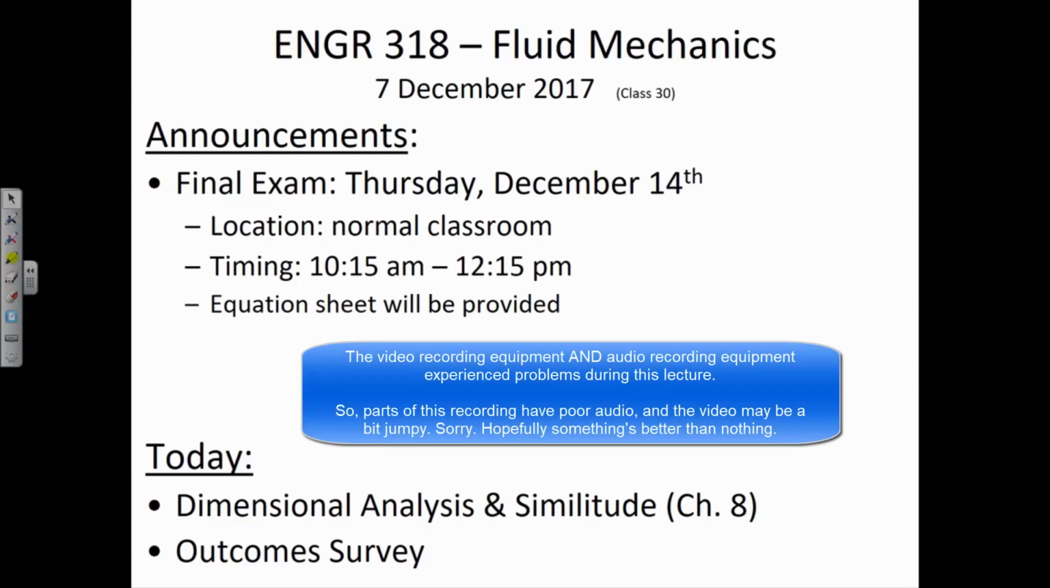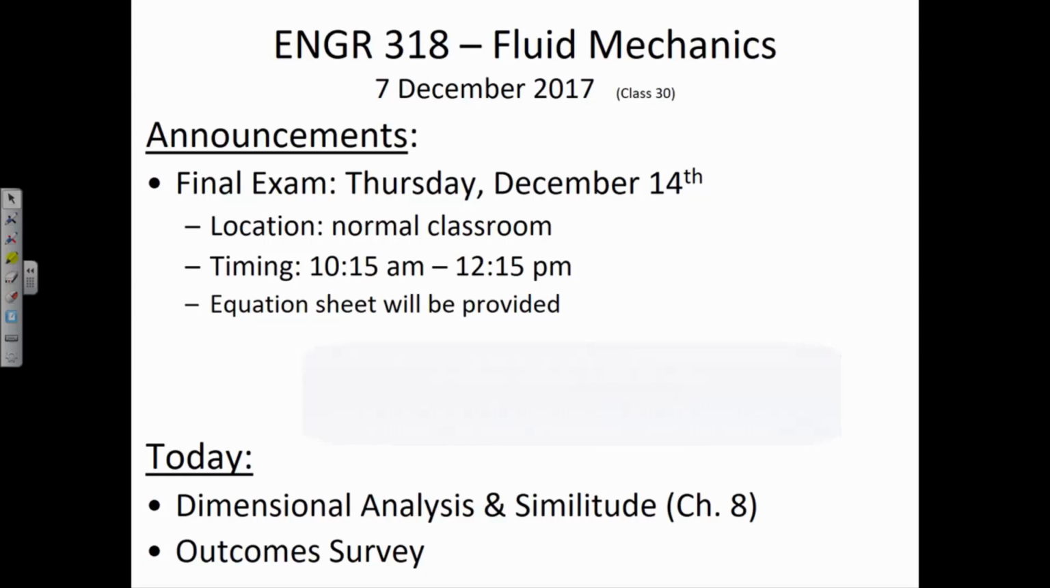All right, let's begin. We are going to be doing dimensional analysis and some similitude problems today as examples. That material is found in Chapter 8 of your textbook, and I would encourage you to review the information in the book, read through that chapter. It's interesting stuff and it's important.